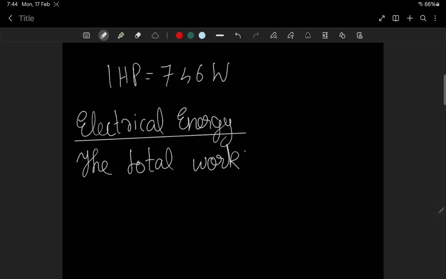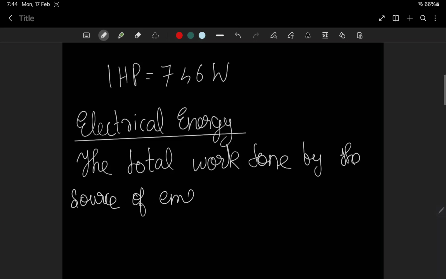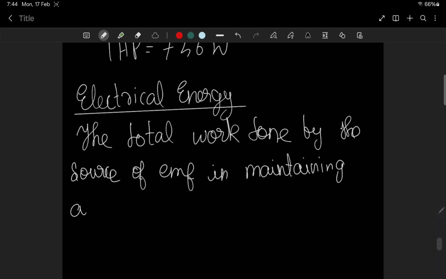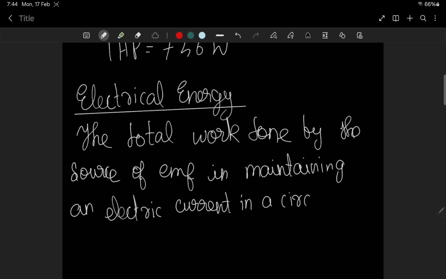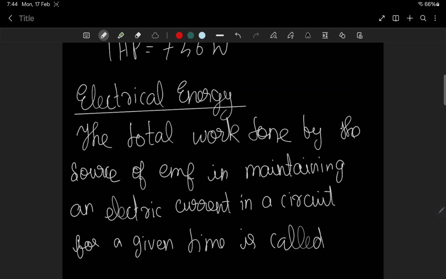Here it's the total work done by the source of EMF in maintaining an electric current in a circuit for a given time is called electrical energy.